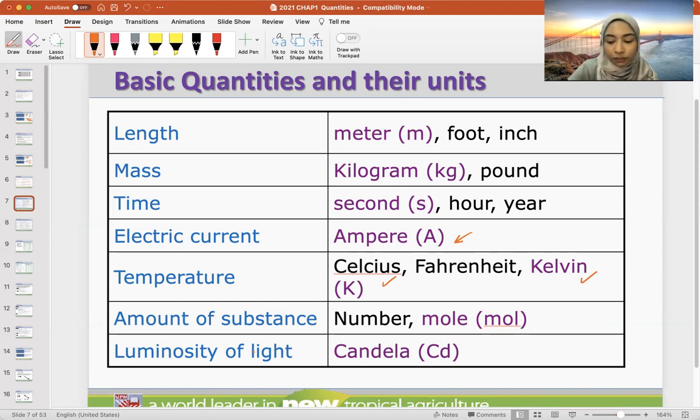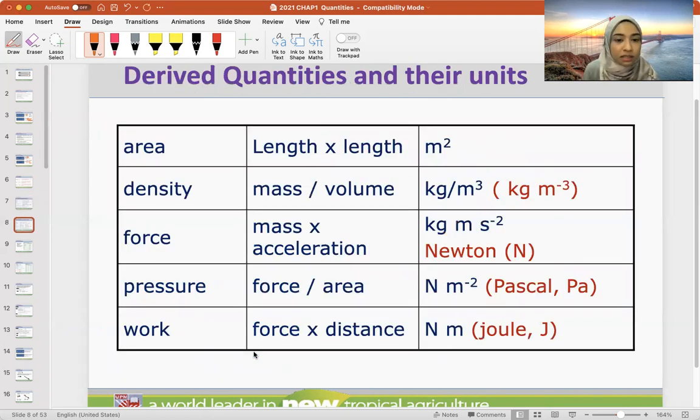Okay, so you have to remember these. They can ask you to list down the base quantities and their units. You have to remember this one. There is a bit of memorization. And then these are derived quantities and their units. We know this one, area, length times length, you get meter squared. Density is mass over volume, you get kilogram over meter cubed.